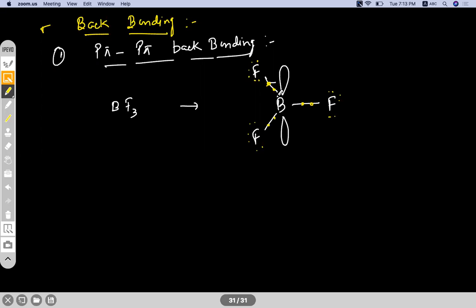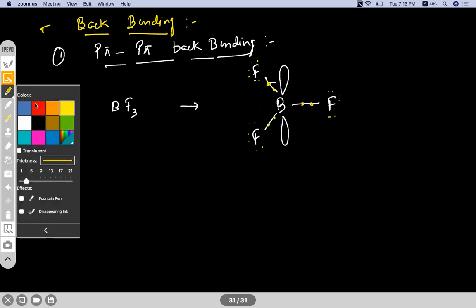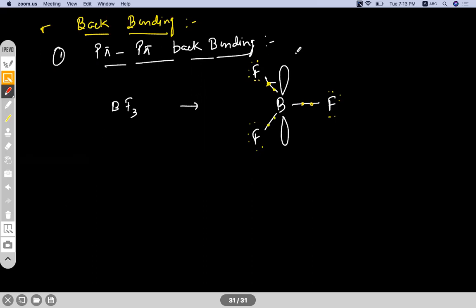So what happens? Any one of the fluorine atoms donates its lone pair of electrons to the vacant orbital of boron. What is the benefit of it? Boron has only 6 electrons in this state. When the fluorine atom donates its electrons, boron has 8 electrons, so its octet is complete. So this is what back bonding is.